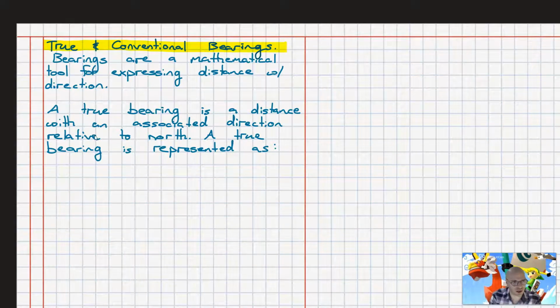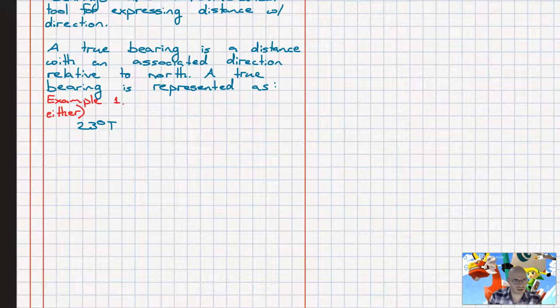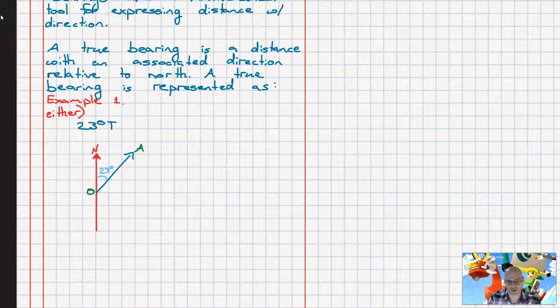We can either go 23 degrees and we can put a little t underneath that, and that denotes a true bearing. And the way in which we express it is like so. So you have a little arrow pointing upward north, and then you stretch to the right 23 degrees and you draw an arrow. So that's one way you can show a true bearing.